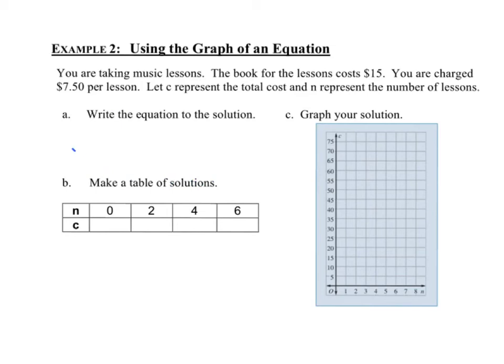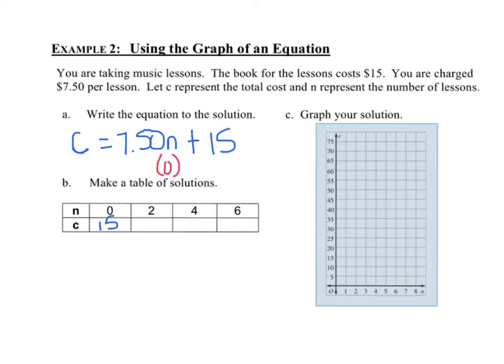So the total cost of our lessons is going to equal the $7.50 that you pay for each lesson, and we don't know the number of lessons, plus you've got a one-time $15 book fee. So now if we go to the table below, and if I were to plug in 0 lessons, well, I've paid no money for the lessons, but I have paid for my book, which is the $15, so it's going to start at the 15.